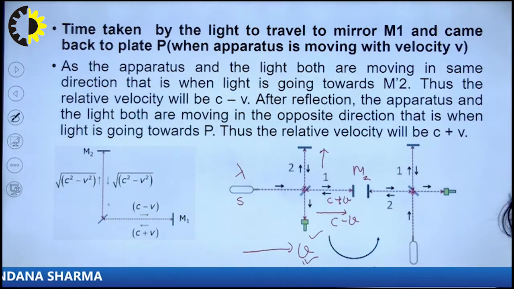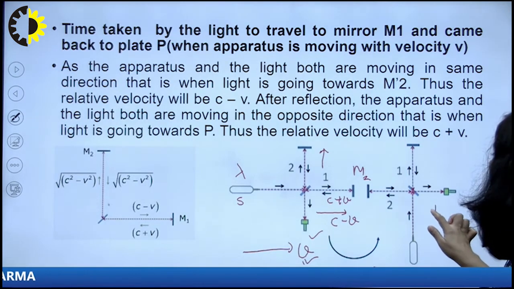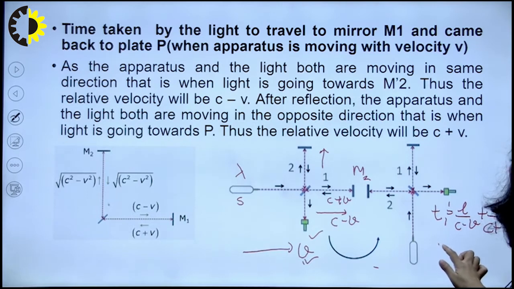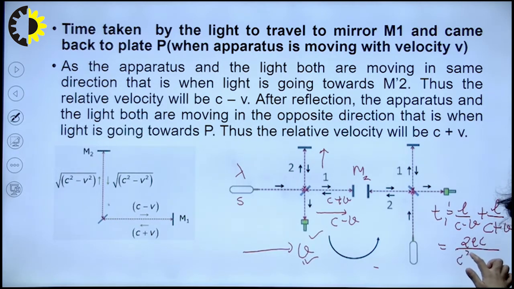So what will be the time taken? The time taken will be L upon c minus v for one leg, and L upon c plus v for the other. If you solve it, you will get 2Lc upon c squared minus v squared. If you take c squared common, then the c squared and the c get cancelled, and you get 2L by c upon 1 minus v squared upon c squared.